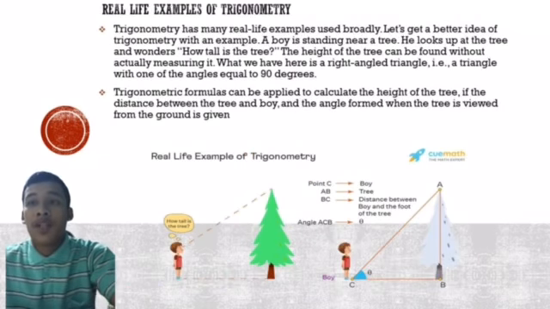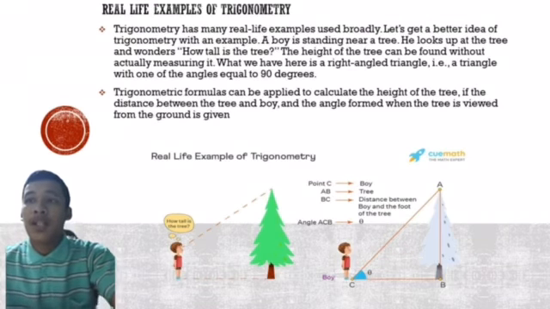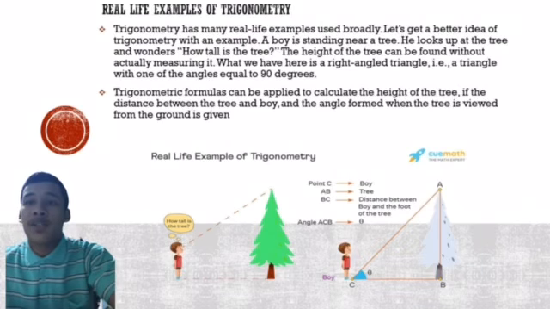Real-life example of trigonometry. Trigonometry has many real-life examples used broadly. Let's get a better idea of trigonometry with an example. A boy is standing near a tree. He looks up the tree and wonders how tall the tree is. The height of the tree can be found without actually measuring it. What we have here is a right angle triangle, a triangle in which one of the angles equals 90 degrees.